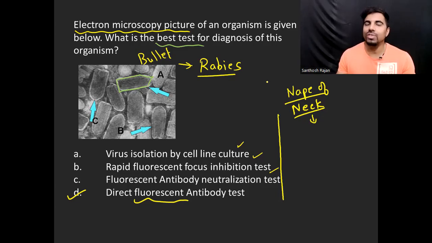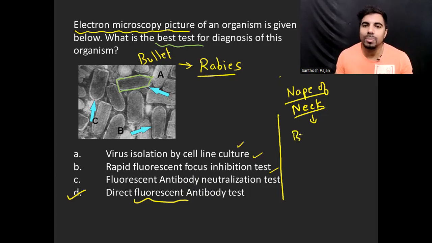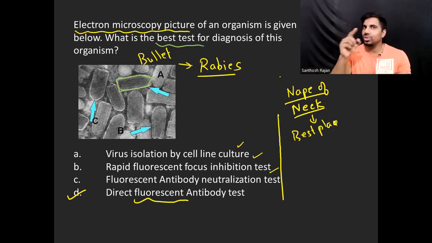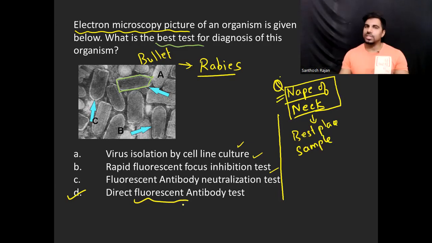When the patient is still alive, apart from this direct fluorescent test, if you want to do a stain and check for the Negri bodies, to confirm that it is rabies, the best place to take the sample is the nape of the neck. The hair follicles and neurons are attached there, so it's easy. The cornea is also a source, but the cornea is painful, and in a live person you can't take the sample. So the best place to collect the sample is the nape of the neck. This is also a question. Remember, nape of the neck, and the test is direct fluorescent test.